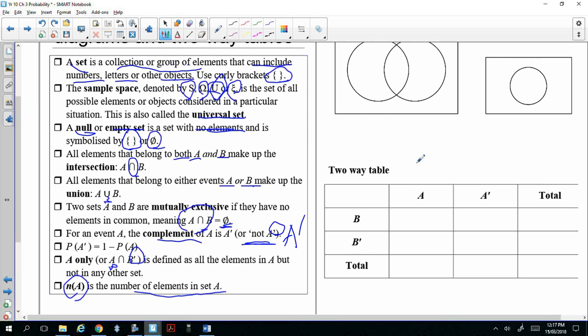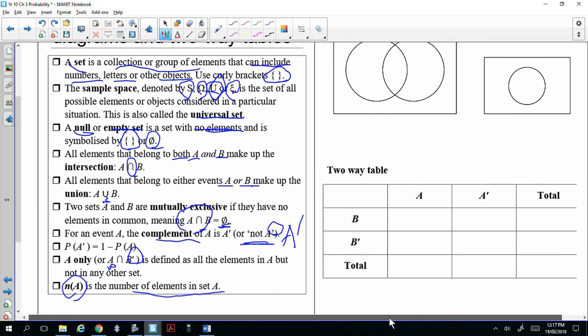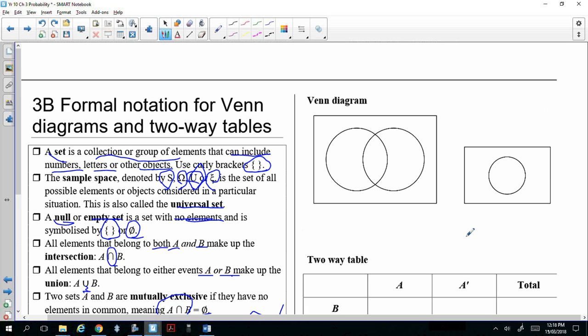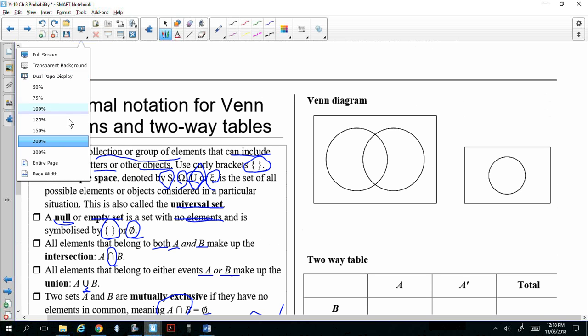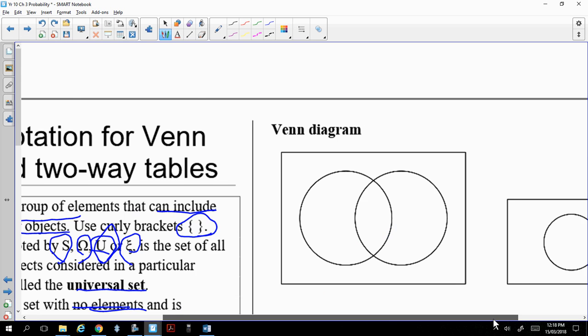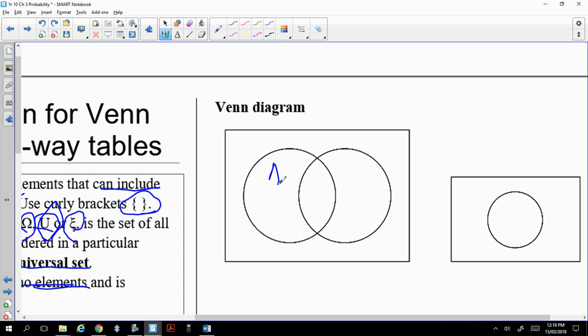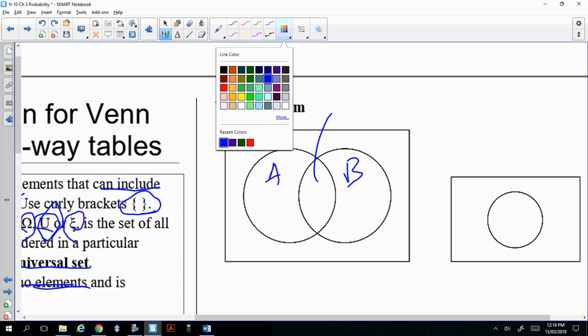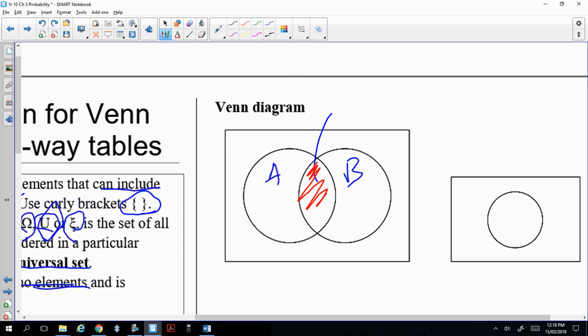So let's look at a Venn diagram. What does it mean for a Venn diagram? For the first one, let's look at it very carefully. All right, we got the set A, got the set B, right? That's A and B. So the one in the middle, let's do it in red. The one in the middle is called A intersection B. It belongs to both A and B.